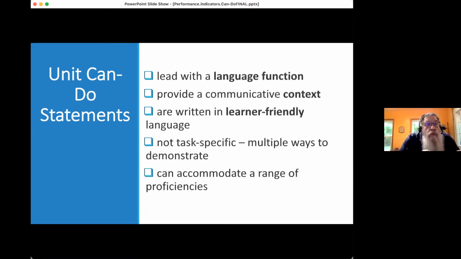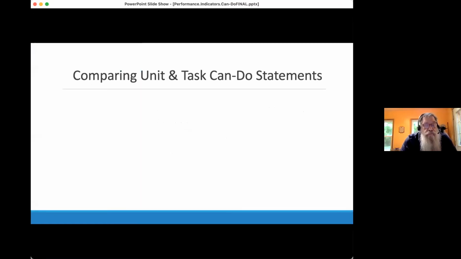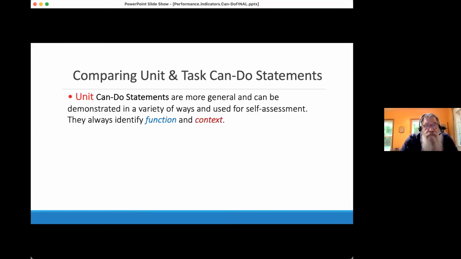They can accommodate a range of proficiency. So you could have someone approaching that level, at that level, or even beyond that level. So the way the unit CanDo statements are written, they can accommodate a range of performances that you'll see in a typical classroom. So meeting a unit CanDo statement can be shown in a multiplicity of ways. This can be done through formative tasks, summative tasks that can be performance-based or on-demand proficiency simulations. These tasks can be designed using task-based CanDo statements.